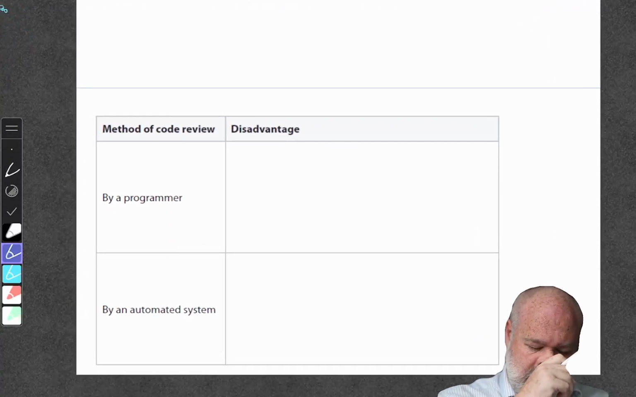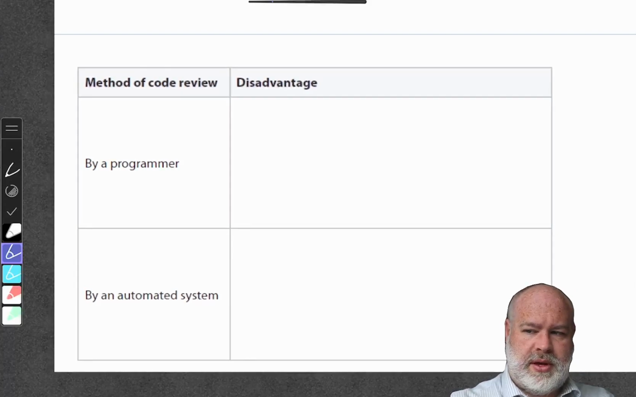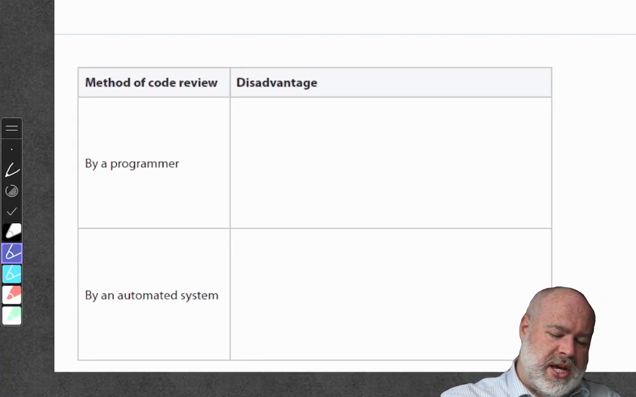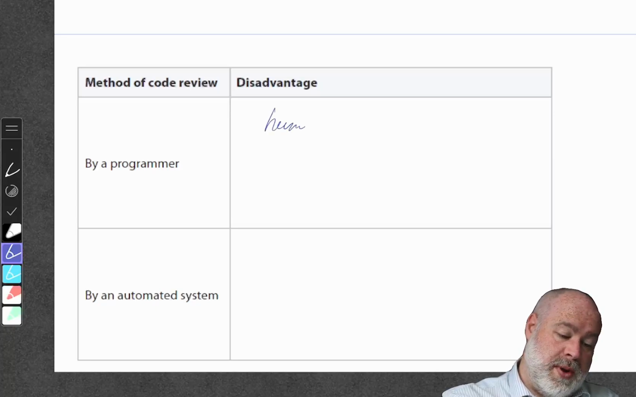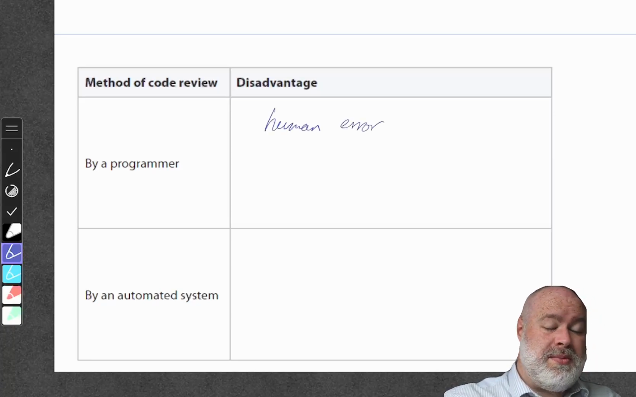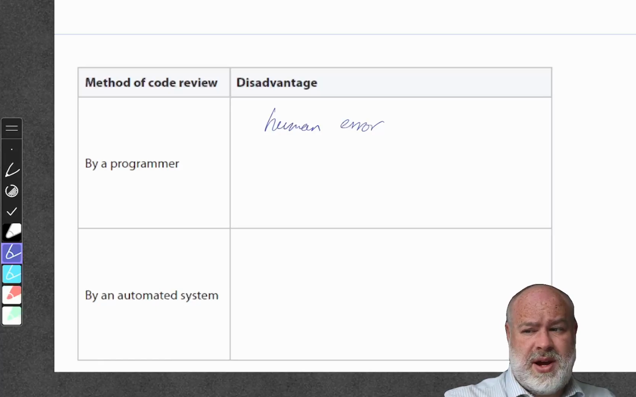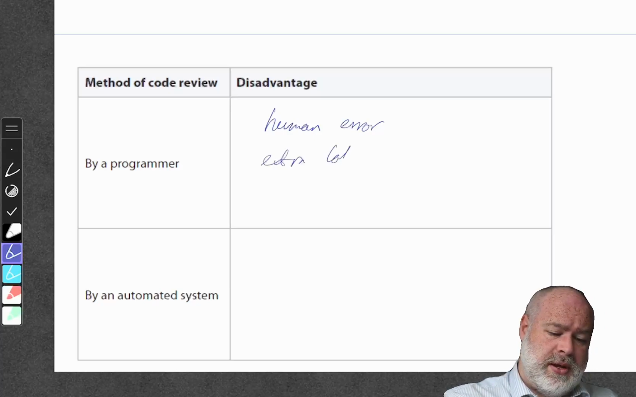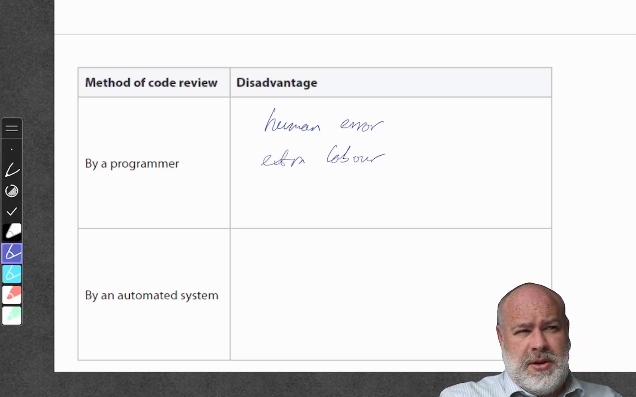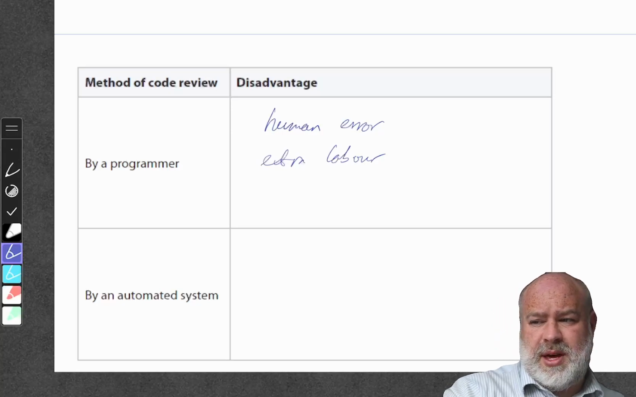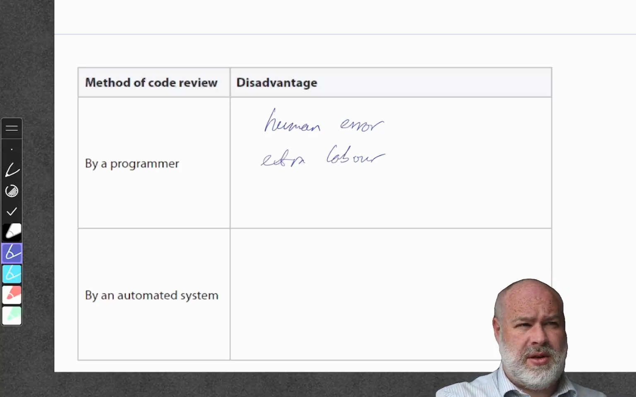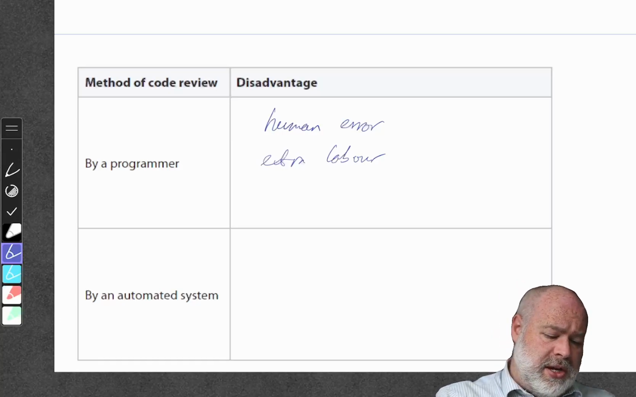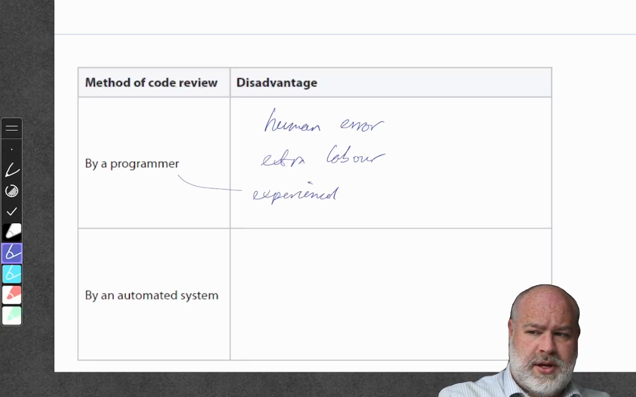So what could be some disadvantages apart from costing money? Because that would be the obvious answer. Well, I would just keep this simple. Human error. People make mistakes. They don't always identify things correctly. Extra labor. I mean, it's another wage, isn't it? It's another factor in there. You need your HR departments, and you need all those things there, extra person, resources, even if you outsource it to a freelancer. And the programmer has to be experienced. You have to have an experienced programmer.